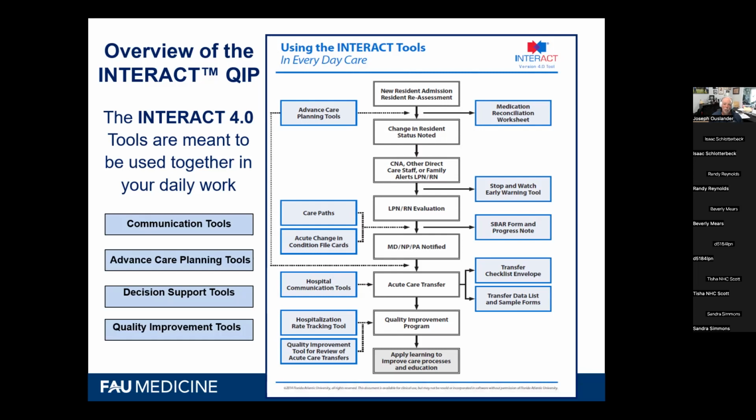This is an overview of the INTERACT Quality Improvement Program. There are a whole set of tools, actually about 30 tools. If you look on the website, there are communication tools, advanced care planning tools, decision support tools, and quality improvement tools. The way we envision putting this together as a program and not just a set of tools is that it starts at admission.